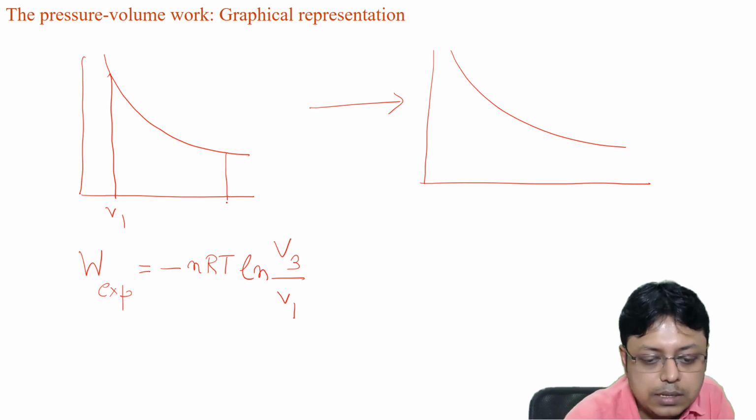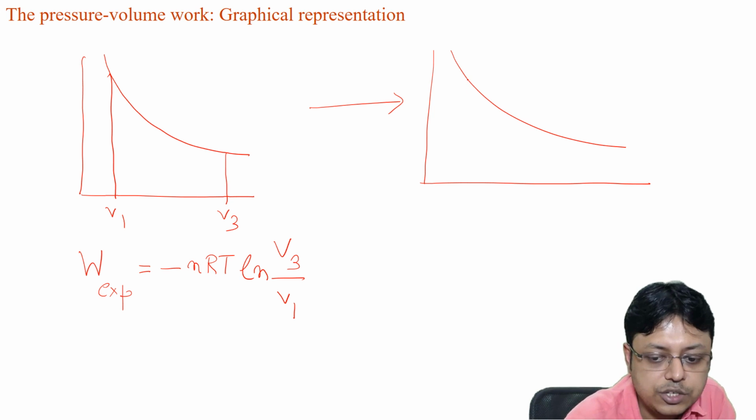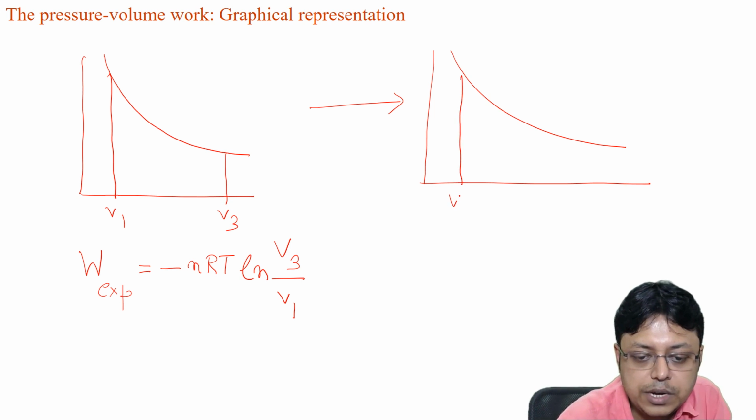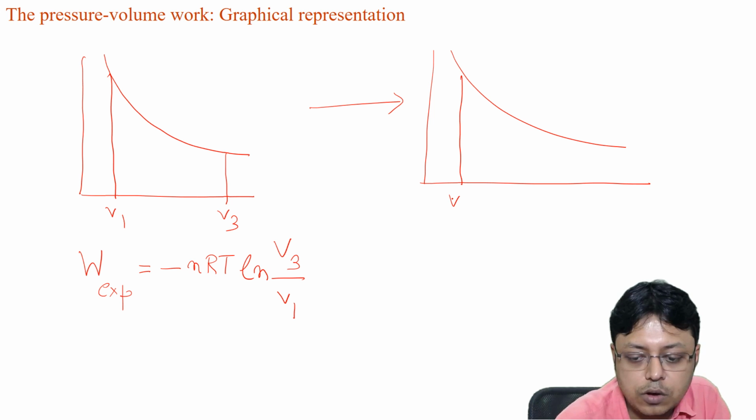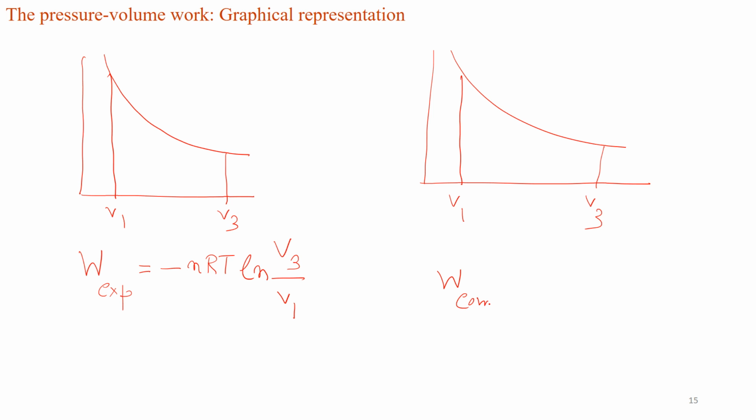So this is the work done by the system because this is expansion. And when we do the compression, we do exactly the opposite thing, where the work done will be minus nRT ln V1 by V3.